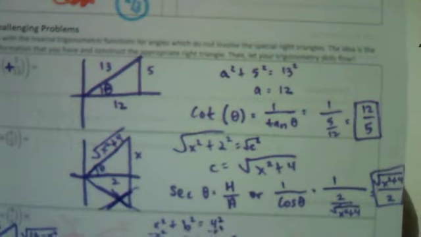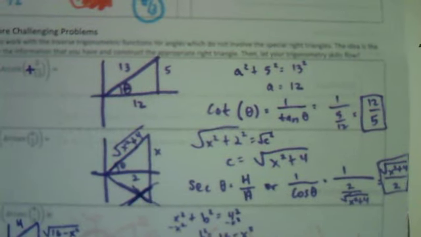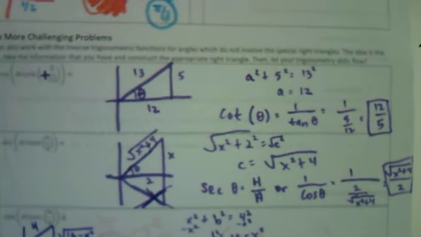So if you solve it like normal, what you're going to do is say, okay, well, I can't use my special right triangles. I'm just going to use my Pythagorean theorem to find all of my sides. When I find all of my sides, a squared plus b squared is equal to c squared, so I find that my c value is equal to the square root of x squared plus 4.